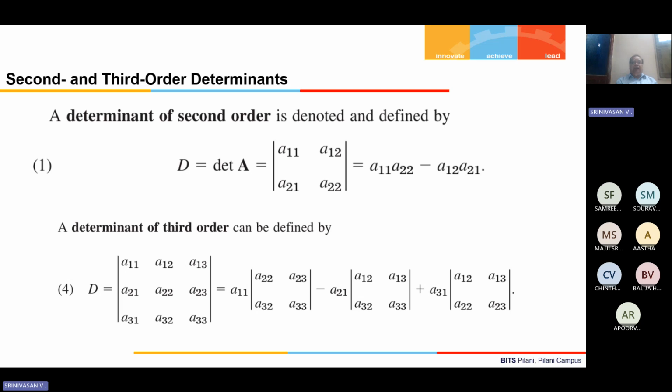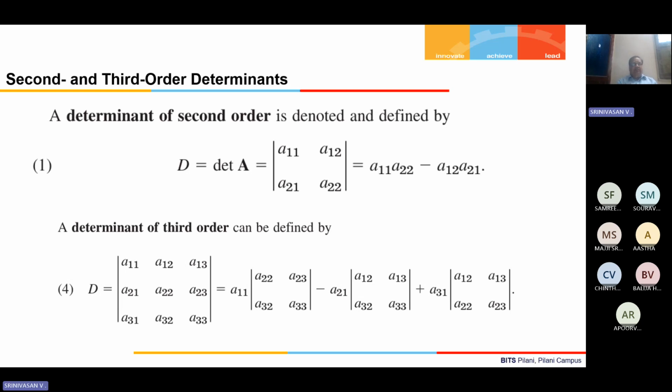Now, how do we expand? This is called the expansion of a 3 by 3 determinant. You can expand it by any one row or any one column. That is to be borne in mind. Let us uniformly say, expand through the first row. But you can check. Now, what is meant by expansion through the first row?